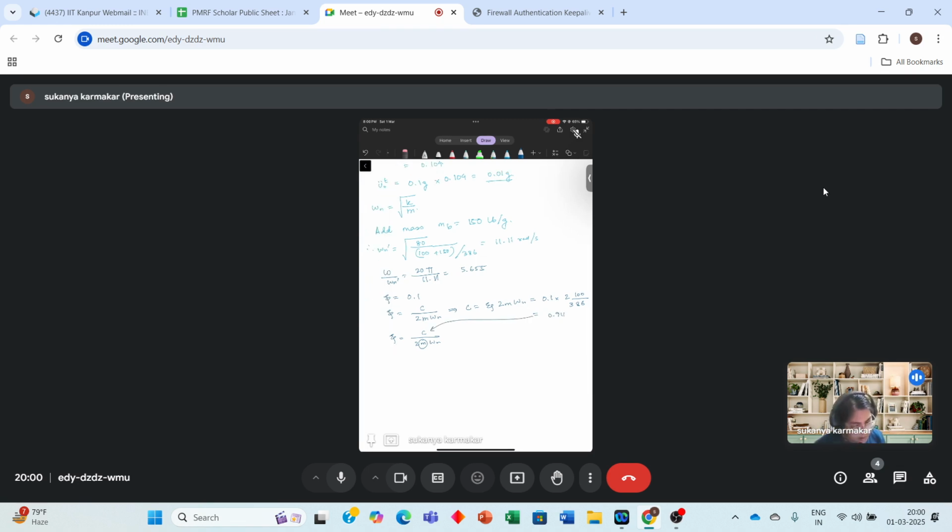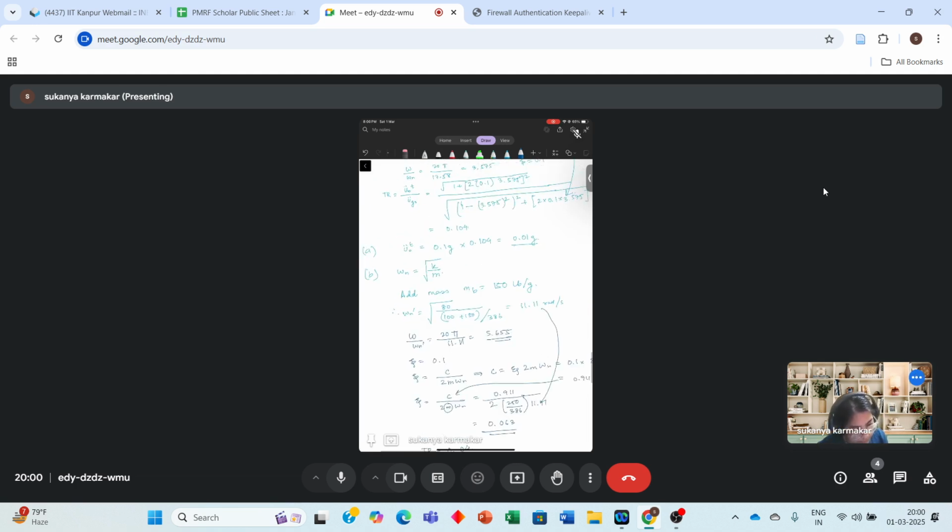Now I put the C here, 0.911, and this will be the new mass of the system, which is 250 by 386, and this omega n will be the new natural frequency of the system, 11.1111. From here we get the damping ratio of the system changed to 0.063. So using this damping ratio and this frequency ratio, when you calculate the transmissibility ratio, it is found that it is equal to 0.04.